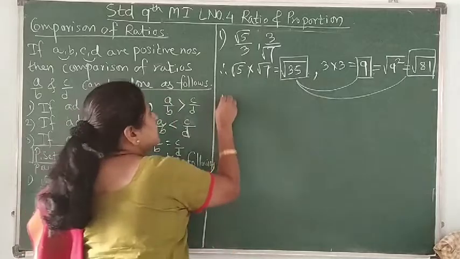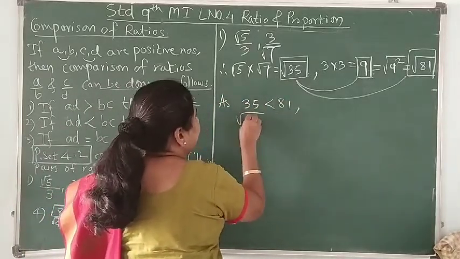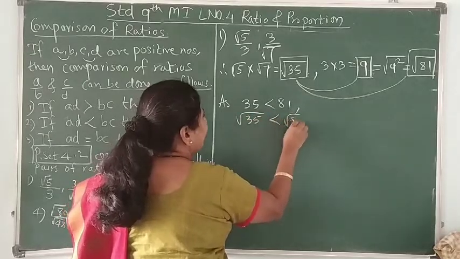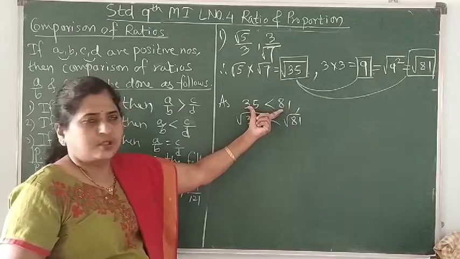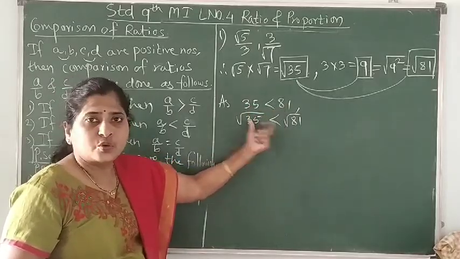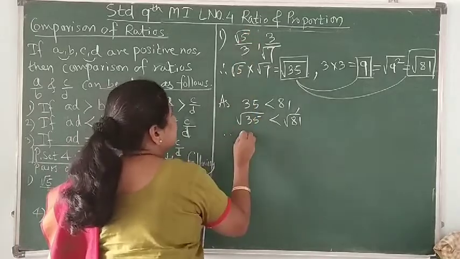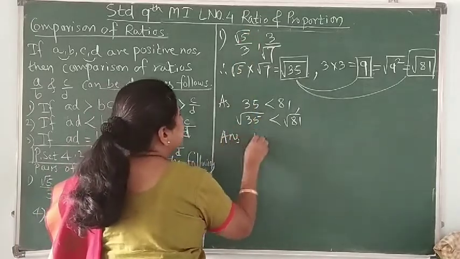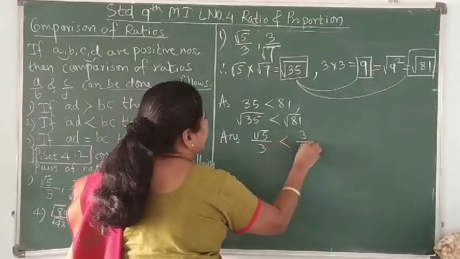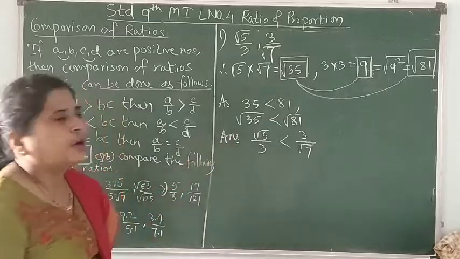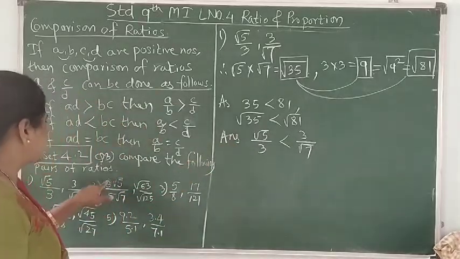We know that as 35 is smaller than 81, square root of 35 is smaller than square root of 81. As this is the relation between the two natural numbers, the same we will find in the square roots. And as this first product is smaller, therefore the first ratio is smaller, and your answer is going to be square root of 5 upon 3 is smaller than 3 upon square root of 7. So we can compare like this. Now we have to use the same method for the next sums also.